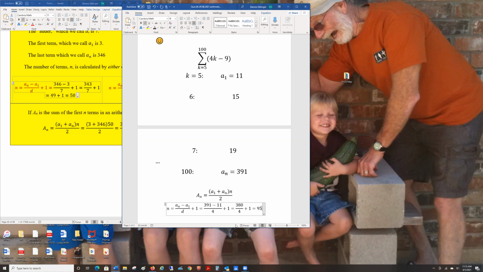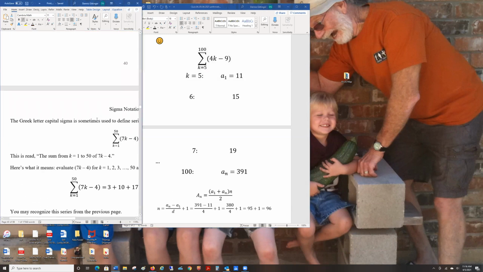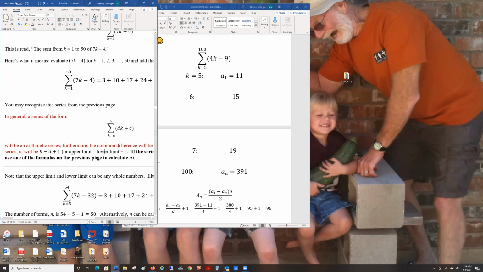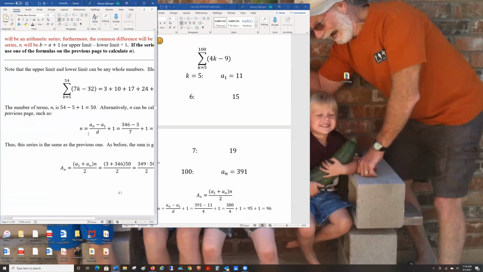Yep, that looks good. And 95 plus 1 is 96. Now, nothing wrong with that, but maybe you remember last week when we had sigma notation, the sum from 5 to 100. Hey, we have an easier way to do it. Really, I kid you not. We have an easier way to do it. This is on page 41.